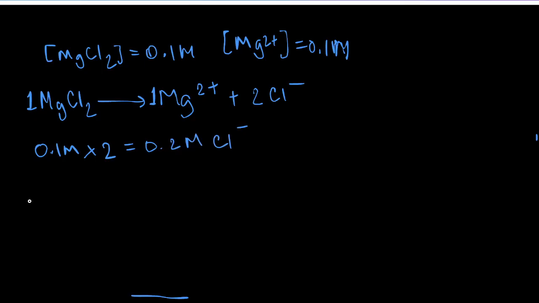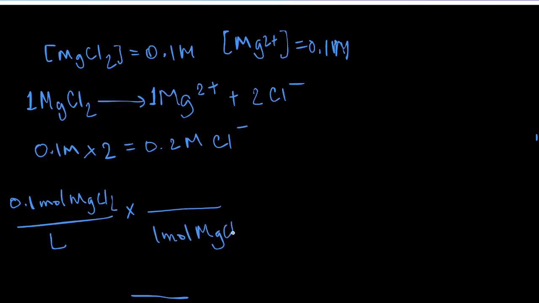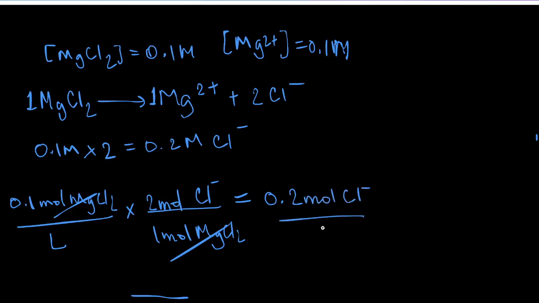For the sake, again, of setting it up stoichiometrically, let's just say 0.1 moles of MgCl2 per liter. And this time it's actually 2 moles of chloride ions. We're going to get 2 moles of chloride ions per every 1 mole of magnesium chloride. So that's 0.1 times 2, giving us 0.2 moles of chloride ions per liter. Exactly what we got right here.